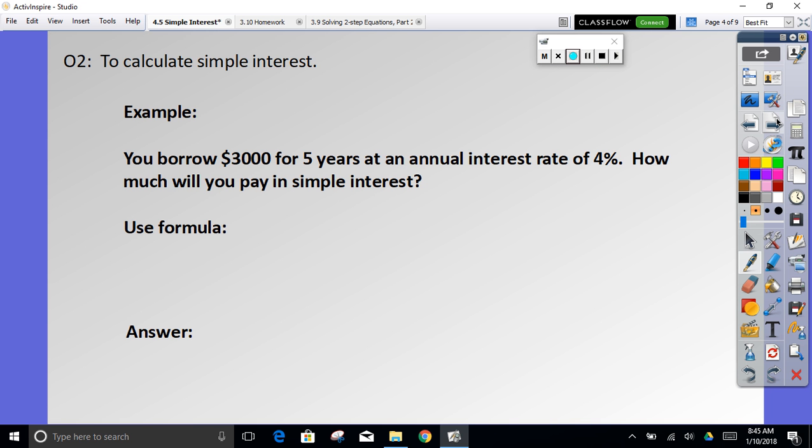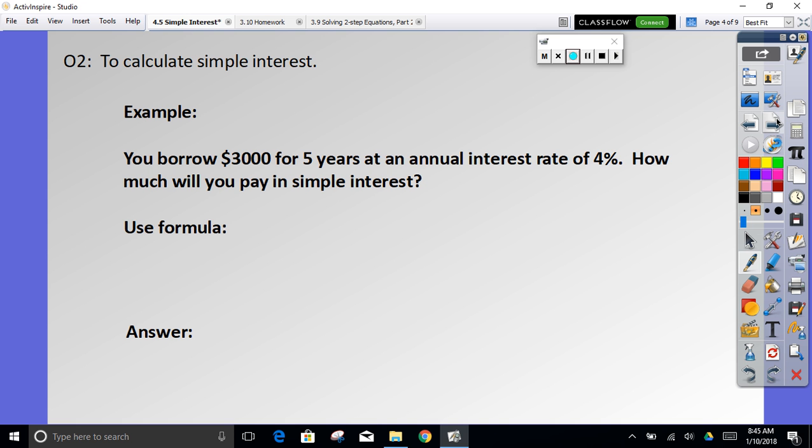Okay, let's take a look at an example. You borrow $3,000 for 5 years at an annual interest rate of 4%. How much will you pay in simple interest? Now, I'm going to tell you that this is not a realistic problem because if you borrow $3,000 for 5 years, you are probably going to pay more than 4%, usually more than that. That's more typical of what you might be able to get a mortgage for, but as far as borrowing money, you're probably going to pay more.